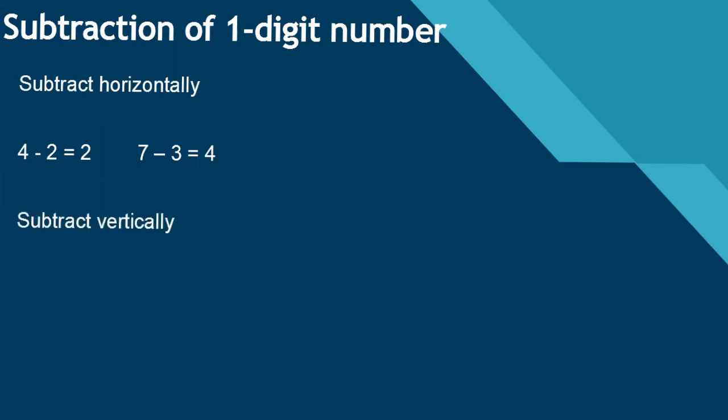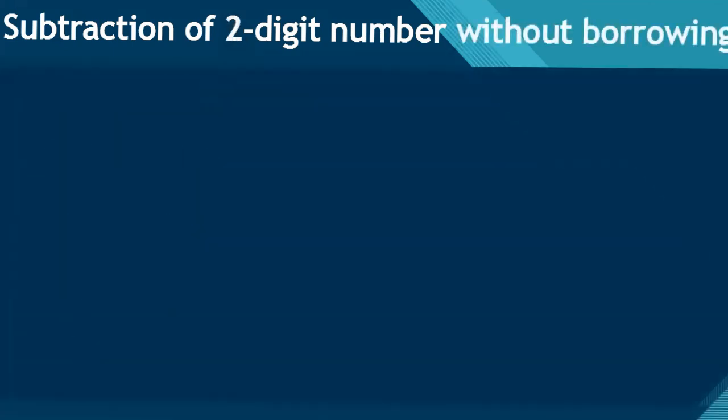Subtract vertically. It is a way of writing. We have an example. Suppose we have to subtract 2 from 8, then you have to draw 8 lines, then cut 2 lines from them, then you get 6 lines. That will be the answer. Now move to the next topic. If you have any doubt, then please do comment. I'll try to answer all the questions.